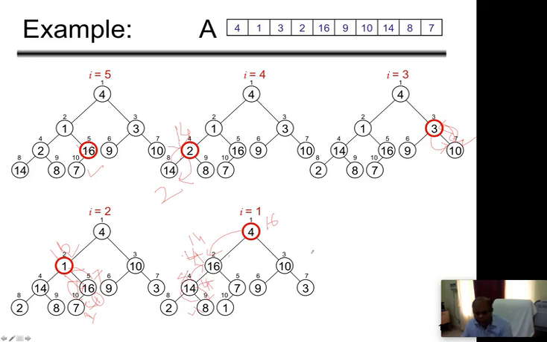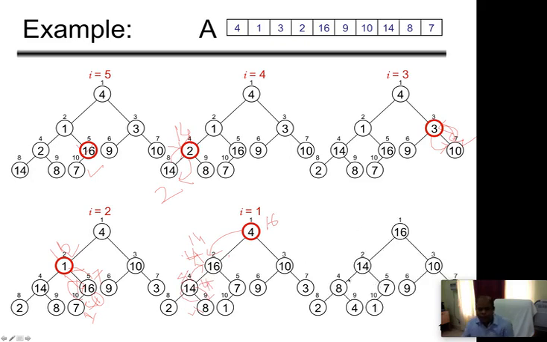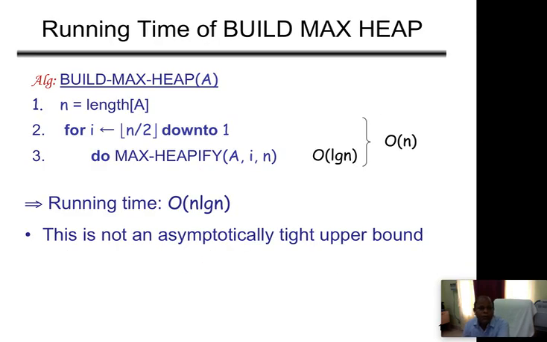Hence, next what will happen? You see, 14 has gone here, 16 has gone here, 8 has gone here, then 4 has gone here. And now this is a max heap. That means you are building a heap by starting from i equal to n by 2 towards i equal to 1 and heapifying each index.